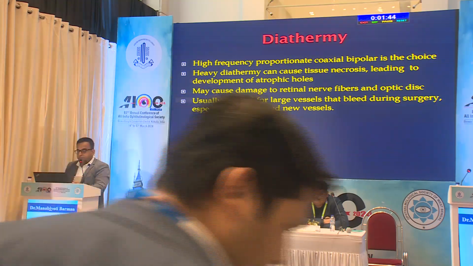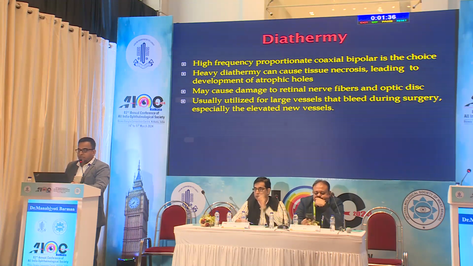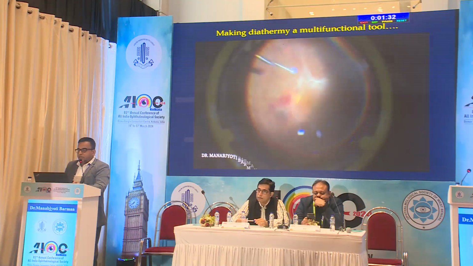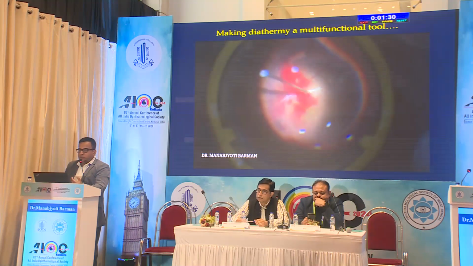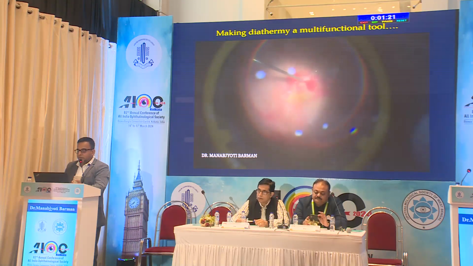So diathermy is one of the most important instruments that helps in preventing intraoperative bleeding. High frequency proportionate coaxial bipolar is the source of diathermy, and as already discussed, very heavy diathermy can damage the retina and cause atrophic holes, so it should be avoided. So, making diathermy a multidimensional tool. Often during surgery when bleeding occurs, taking out the diathermy, sucking out the blood, and again using the diathermy is difficult.